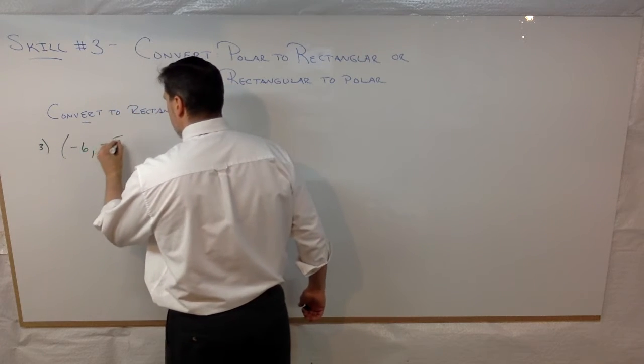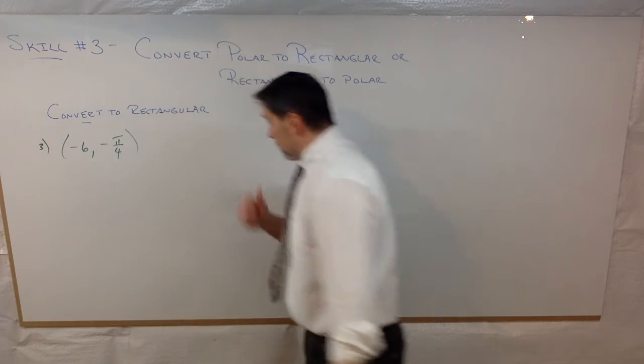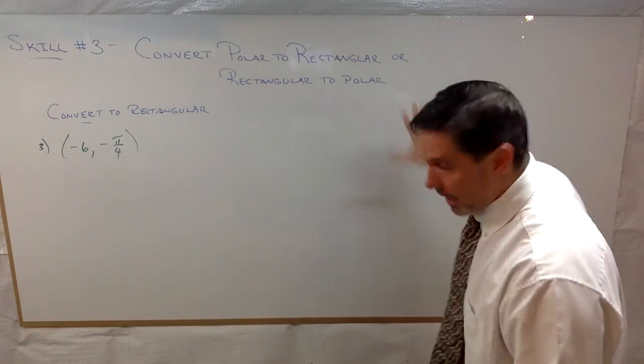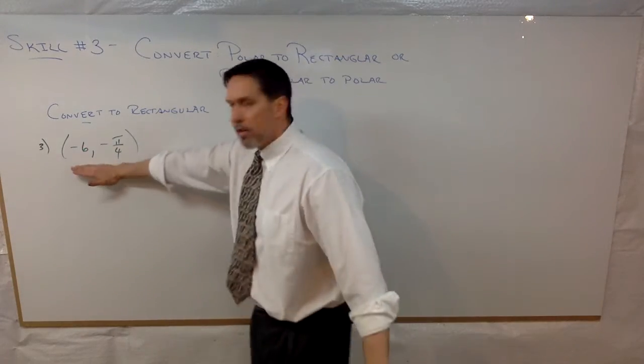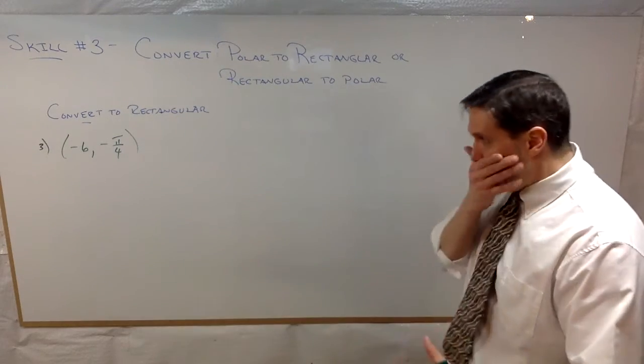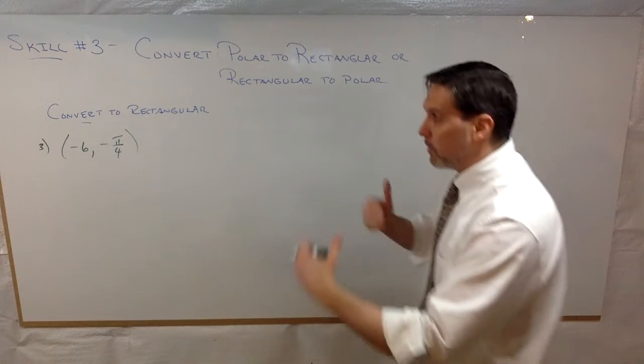-6, negative pi over 4. All right. Let's convert that to rectangular. Now, real quickly, let me do what I did at the end of the last problem. Let's gather what quadrant this might be in. When I look at my answers, at least the x and y coordinates should have the correct positive or negative signs.